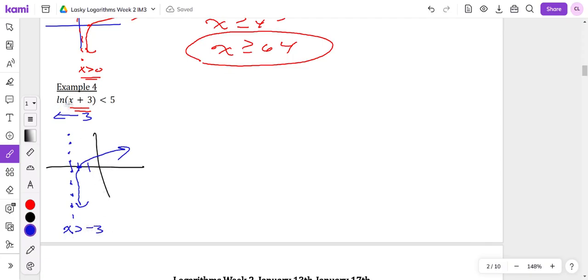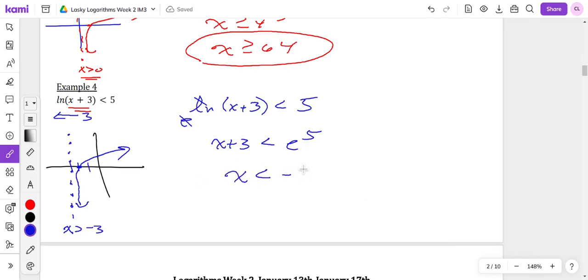So let's go ahead and tackle this here real quick. So we have the natural log of x plus 3 is less than 5. So now, I'm looking at this and go, oh, what's my inverse operation? Remember, logarithms and natural logs and base e are inverses. So I base e to the left side, which gives me x plus 3 is less than e to the 5th power. And then I got to solve for x. x is less than negative 3 plus e to the 5th power.